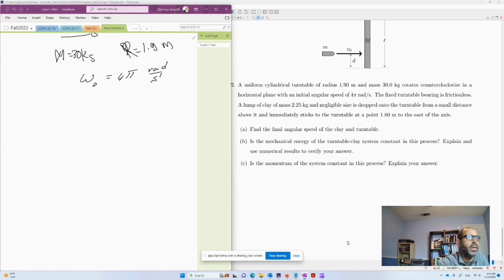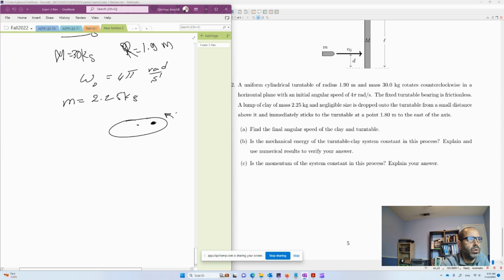A lump of clay of mass m equals 2.25 kilograms. That's a big amount of clay. It has negligible size and is dropped, so we're going to deal with it as a point particle. We're not going to worry about its internal moment of inertia. It's dropped onto the table from a small distance. So this is the turntable, and you come in here and you drop some clay.